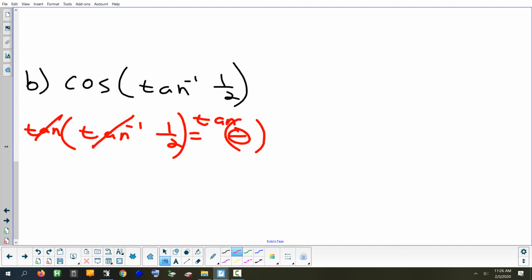And Jacob, what's on the left now? The 1/2. 1/2, and on the right, tangent of my angle. Now I'm going to draw a picture, but you're not going to have to use any letters. It's going to be all numbers.